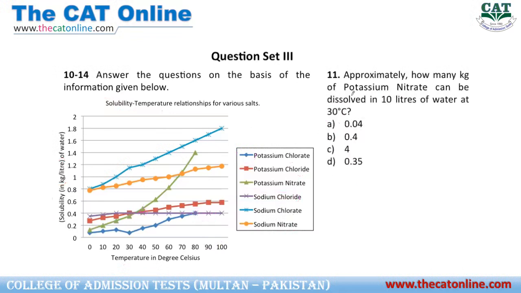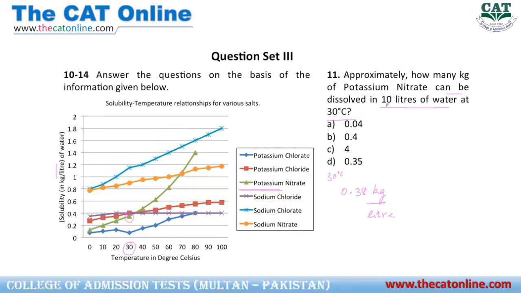Approximately how many kgs of potassium nitrate can be dissolved in 10 liters of water at 30 degrees Celsius? So I look at 30 degrees Celsius and potassium nitrate is this triangle. So at 30, this triangle here is somewhere close to 0.38. And what are the units for this solubility? They are in kgs per liter. So 0.38 kgs per liter at 30 degrees Celsius.